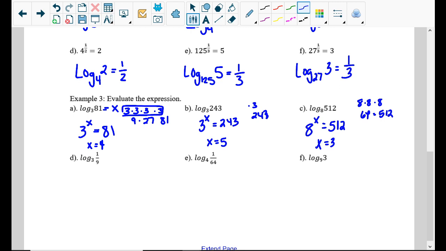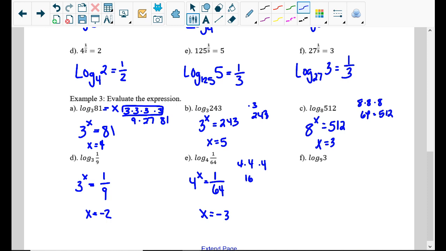So here we can get a little bit harder. 3 to what power equals 1/9. Now, how do I get the number to the bottom? Well, the exponent needs to be negative. And 3 squared gives me 9. So x is going to be negative 2. The negative moves it to the bottom, and the square gives me the 9. Same idea here. 4 to what power is 1 over 64. Again, the negative moves it to the bottom, and 4 times 4 is 16, times another 4 gives me 64, so x is negative 3.